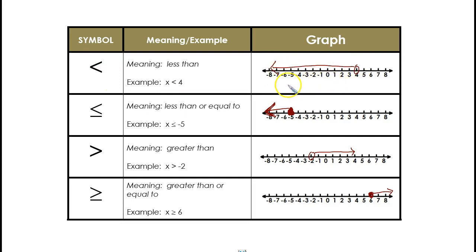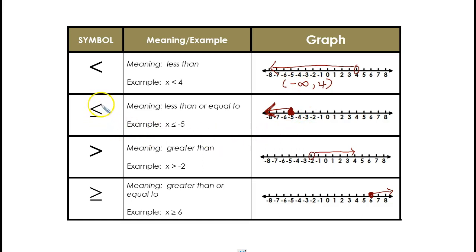As an interval, which we want to review interval notation, this arrow to the left means that our interval starts at negative infinity and ends at 4. And because 4 is an open circle, we would use a parentheses on the 4. So that would be the interval representation of that inequality.